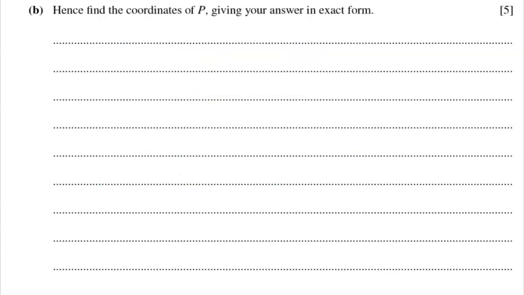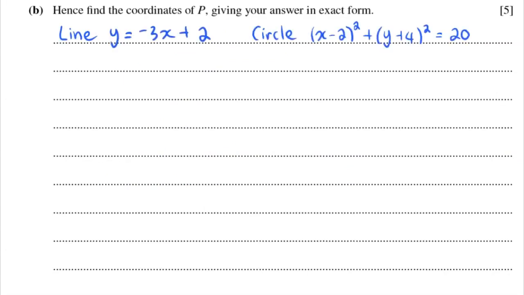Hence, find the coordinates of P. Give your answer in exact form. To find P, we're finding the intersection of the line and the circle. And how do we solve any 2 equations? Well, they're simultaneous equations. We're going to either use substitution or elimination. In this case, when you have squared variables, you always are doing substitution.